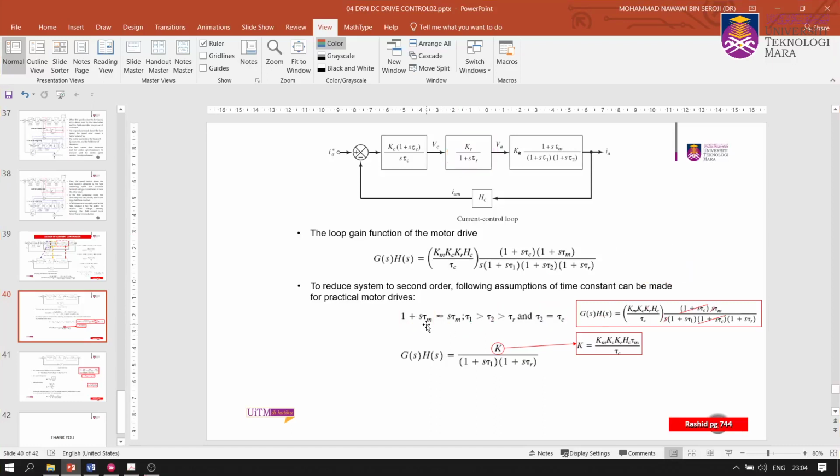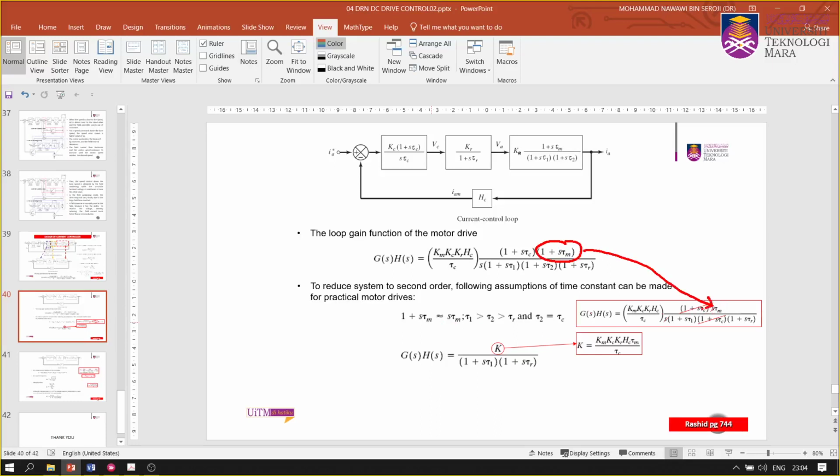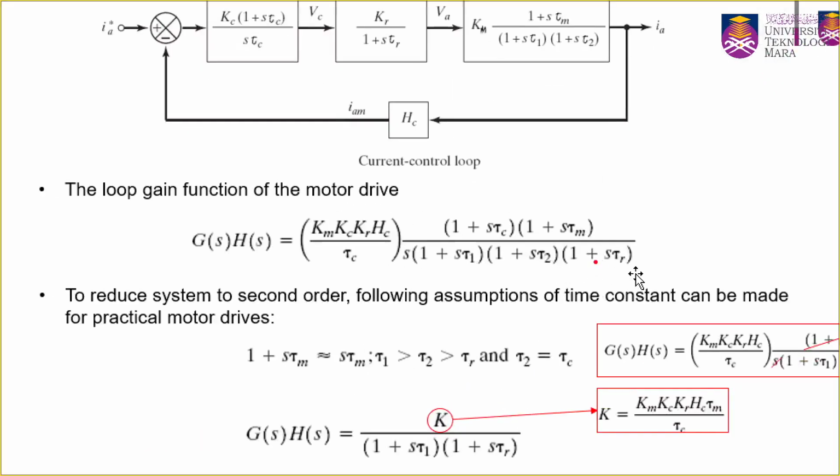Okay, so again, this is the loop gain GS multiplied by HS, and when we make this assumption whereby 1 plus S tau M equals S tau M, then you can replace that. Remember, tau C equals tau 2, so you can replace that tau 2 with tau C, so this is gone, isn't it? And therefore, if you look at that, there is the same denominator and numerator, so you can cancel that, and then you can cancel this, isn't it?